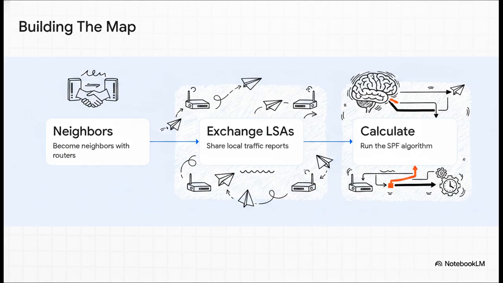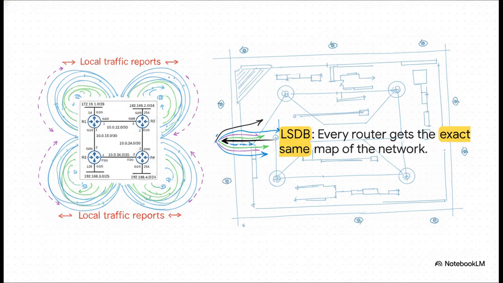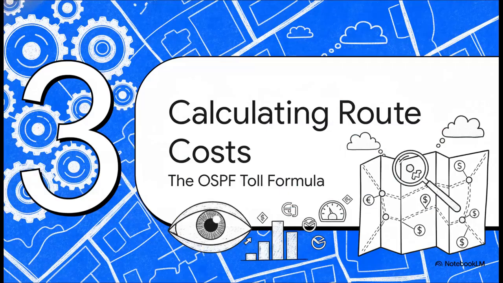And then finally, step 3, once everybody has all the reports, they run that shortest path first algorithm we just mentioned to calculate the absolute best routes and lock them right into their routing tables. And the crazy thing is the result of all that LSA flooding. Because every single router is passing those local traffic reports along until the entire network has seen them, it literally means that every single router builds the exact same master map. In official OSPF terminology, this identical map is called the Link State Database, or LSDB. Every router, R1, R2, R3, R4, they all have the exact same architectural blueprint of the entire network stored right there in their memory.